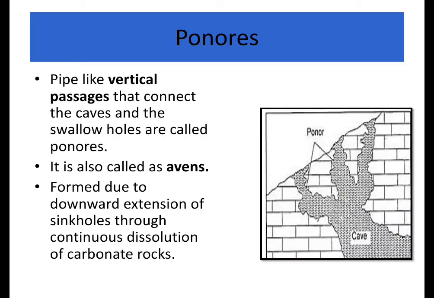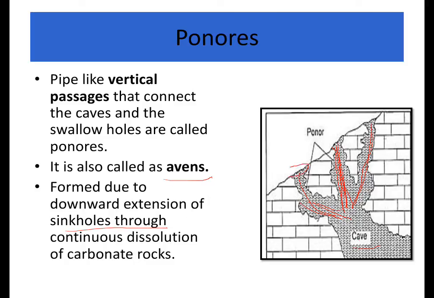Next one is Ponores. Ponores are pipe-like vertical passages that connect the caves and the swallow holes. So here, because of dissolution of limestone rocks, a pipe-like structure has formed. These pipe-like structures are called Ponores. This can connect a cave or a swallow hole. And it is also called caverns, formed due to downward extension of sinkholes.